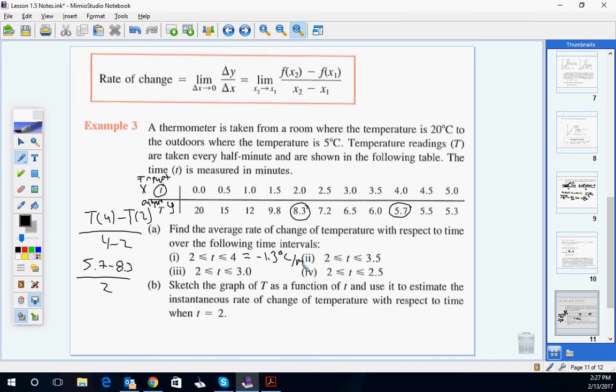Another reason it makes sense is because look at the table. As the time gets higher, your temperature is dropping. So it makes sense that we have a negative average. Our temperature is going down, therefore it has to be a negative average. Now I want you guys to do these three, same thing I just did, for all three of them and see what you get, and I'll put them up in a second.